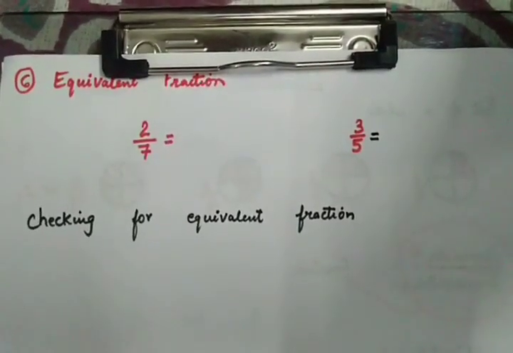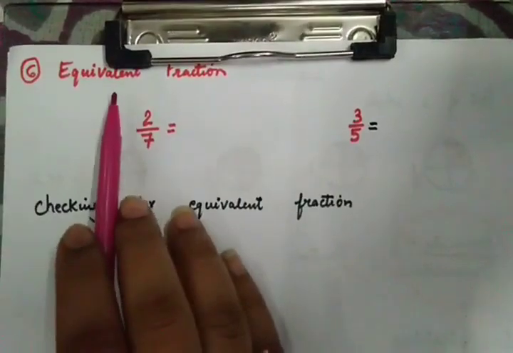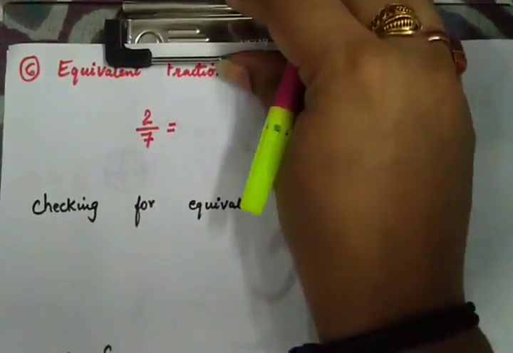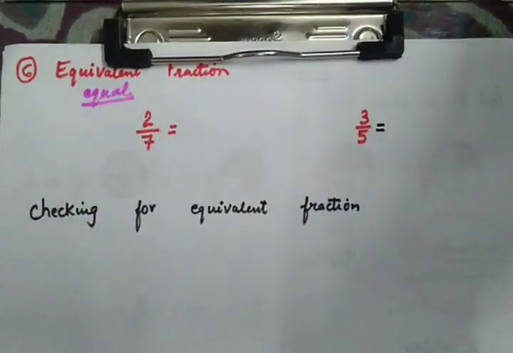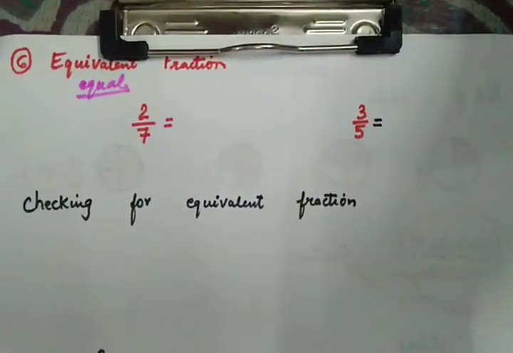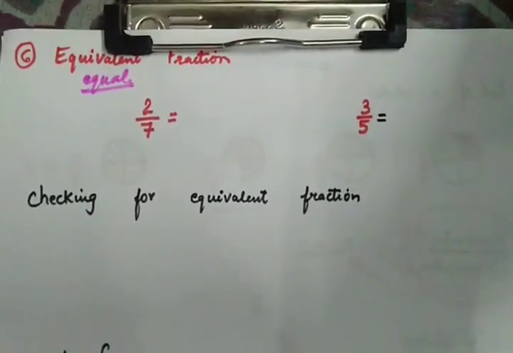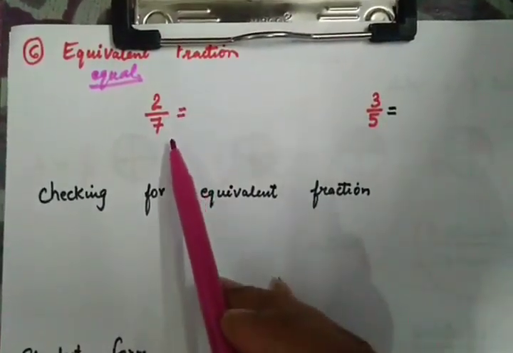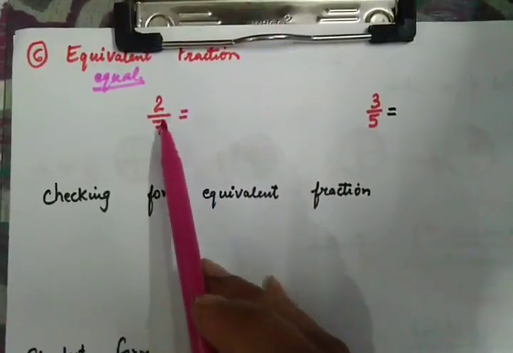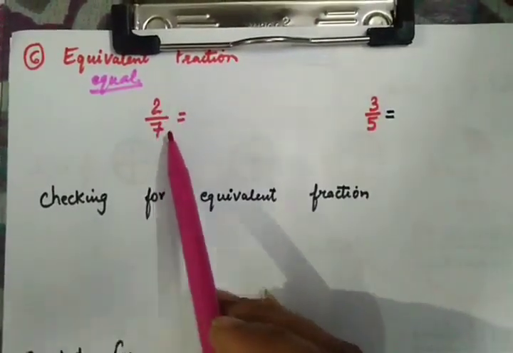Now let's see the next categorization, which is equivalent fraction. Either you call them equivalent fraction or you call them equal fraction. The meaning will be the same. And what is this equivalent? Please remember one thing, students. If you have a fraction, like here I have taken the example of 2 by 7. Numerator is 2, denominator is 7.